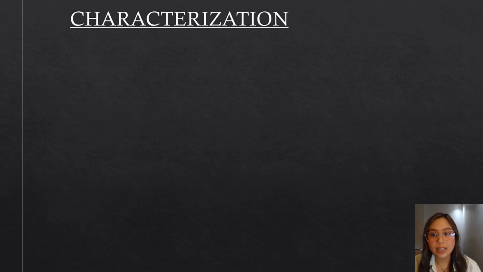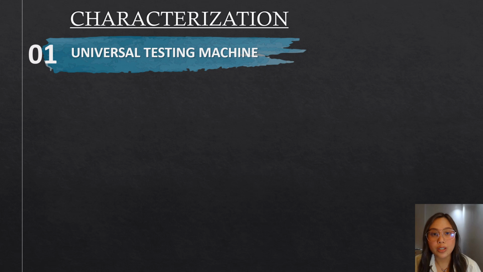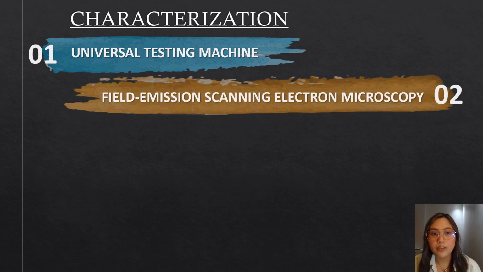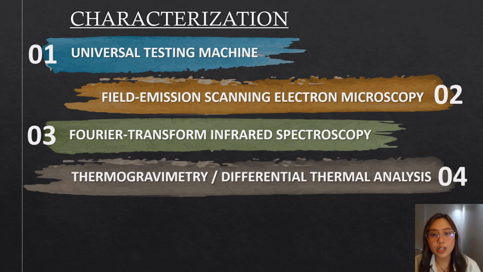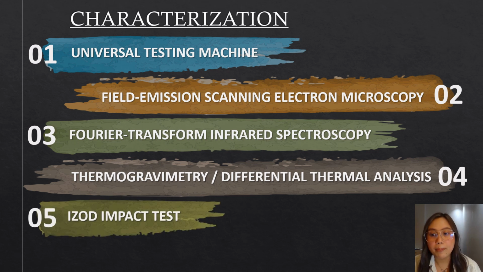For our characterization, we use universal testing machine, field emission scanning electron microscopy, Fourier transform infrared spectroscopy, thermogravimetry or differential thermal analysis, and Izod impact test.